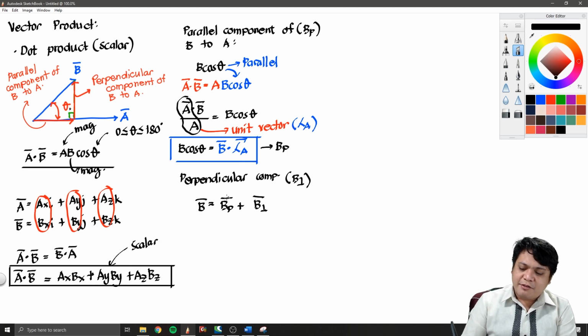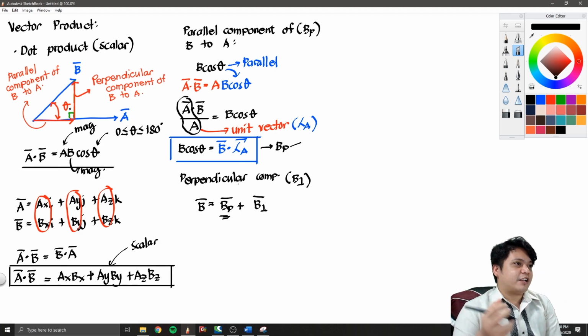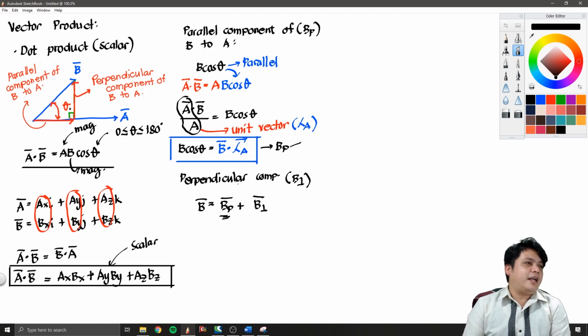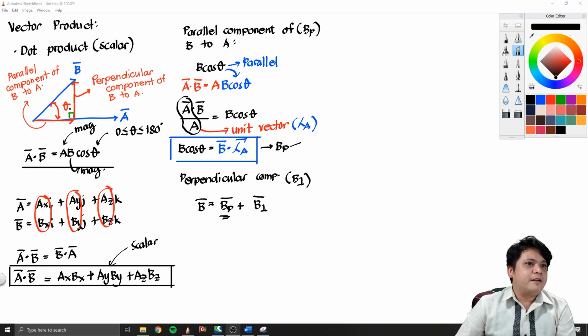Sir, akala ko ba yung B parallel natin is already a scalar? Paano siya magiging, paano to magiging vector? Okay, i-multiply mo siya, of course, doon sa ating unit vector, no? So, we will be having here as our unit vector. Okay? Mamaya, meron tayong example. Okay, now, for the perpendicular vector, wait lang.